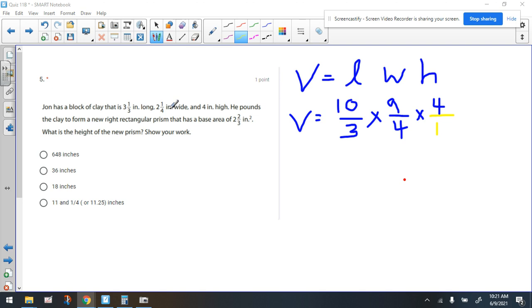All right, so the first thing we're going to need to do is figure out what was the volume of his original prism, and how do we do that? We apply these numbers, we'll change them to improper fractions. So the improper fraction equivalent of this is here, the improper fraction equivalent of that is right here, and then this. So we'll apply those numbers to this formula: length times width times height.